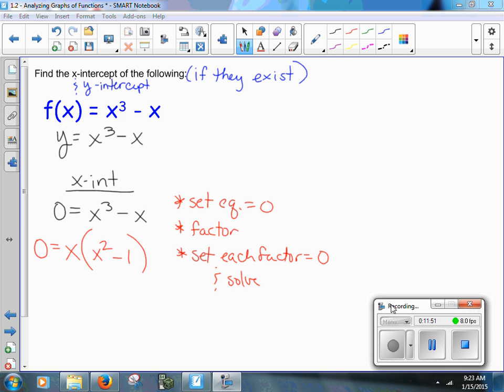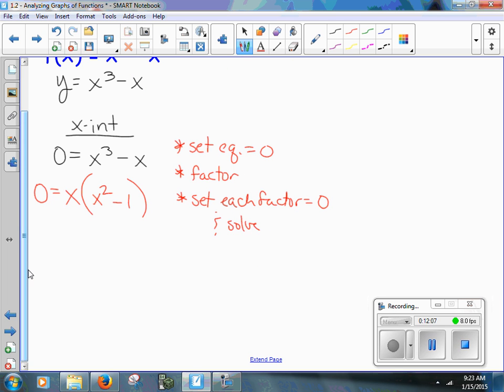It's factored. Is it factored completely? No. Why? Because it's a difference of squares. So we have to continue factoring this difference of squares. Here we go. How do you break down that difference of squares? That's the easy part. Come on now. X minus, and there we go.